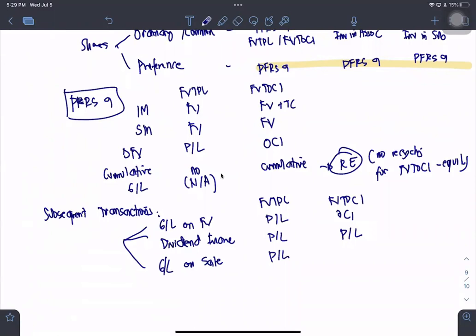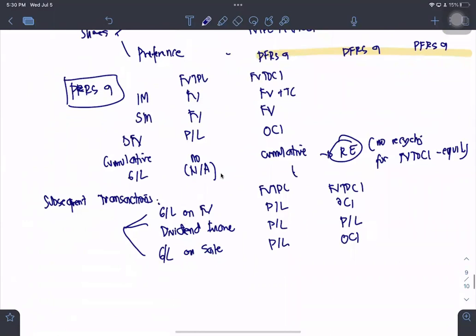FVTPL, is it in profit or loss, or is it in your FVTOCI? The gain or loss on your selling price will be placed in your OCI. Take note of this difference. In your equity, ganito ang treatment natin. Pero sa ating debt, ang treatment natin sa gain or loss on sale, profit or loss sa TPL, sa TOCI, profit or loss din. Dito sa FVTOCI, OCI.